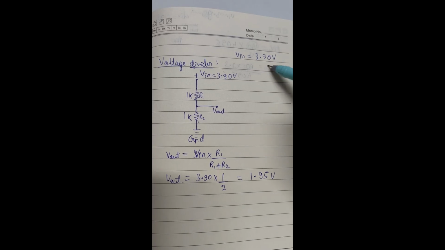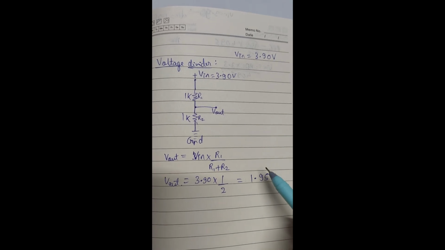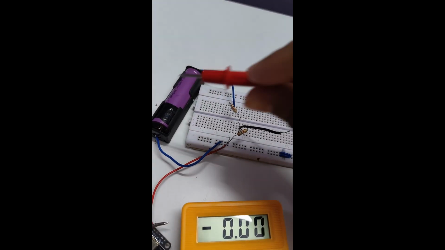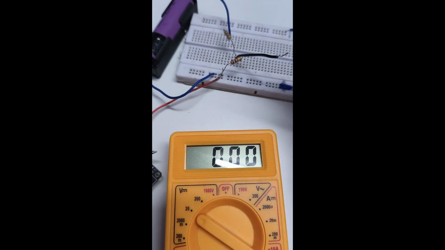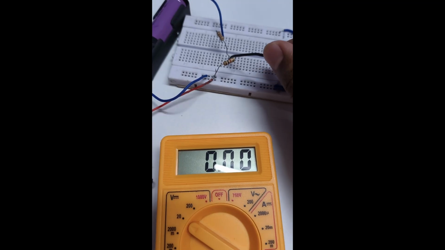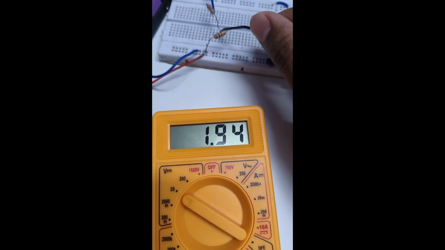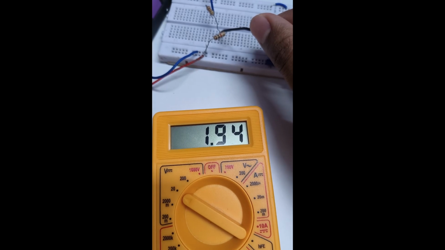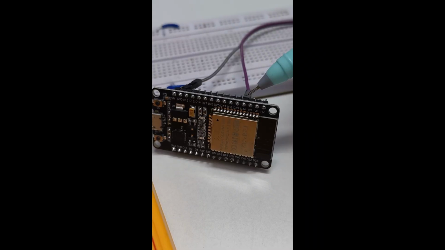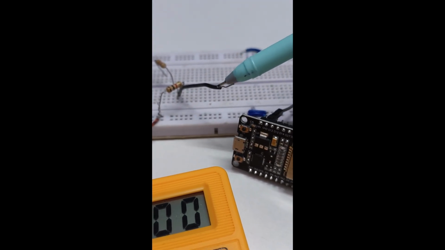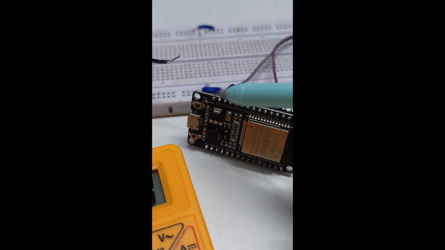So our given voltage was 3.90. Here it is almost half. Connect the cell to the voltage divider circuit, and now we see how much voltage we get. So we are getting 1.94 volt. That is exactly what we want. Connect the microcontroller ADC pin, that is D34, to the output positive, and ground to the ground.